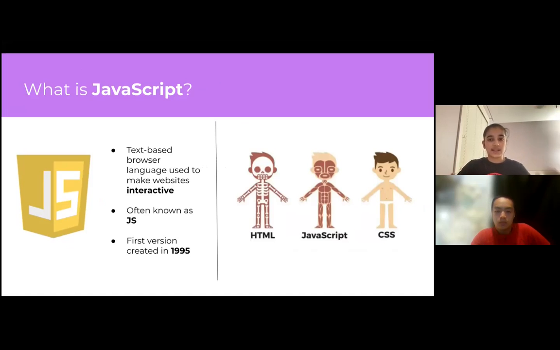And if we're to take the analogy of a human body, we can see the HTML as the bones, the JavaScript as the muscle, and the CSS as the skin or the hair or those cosmetics.